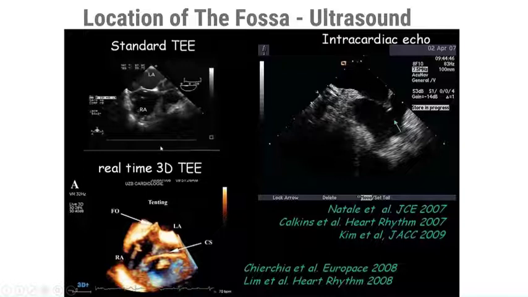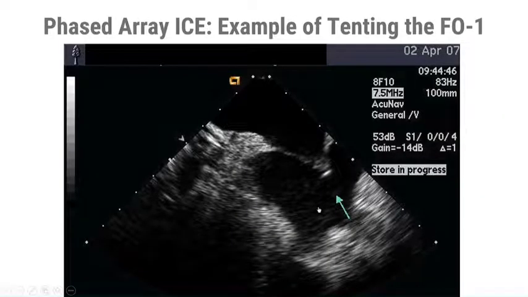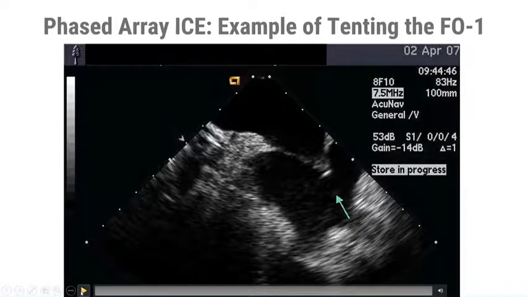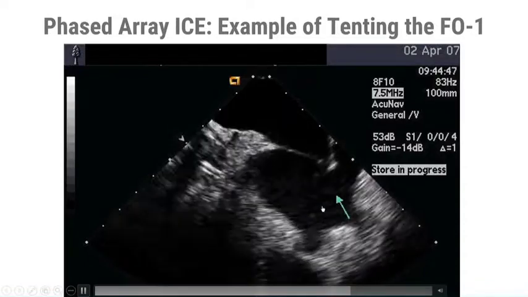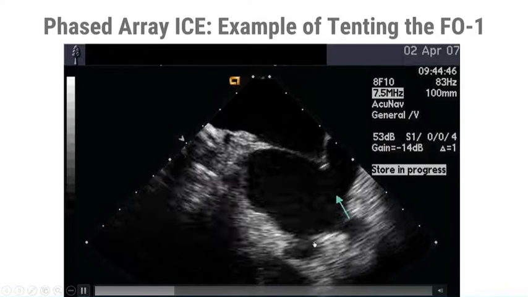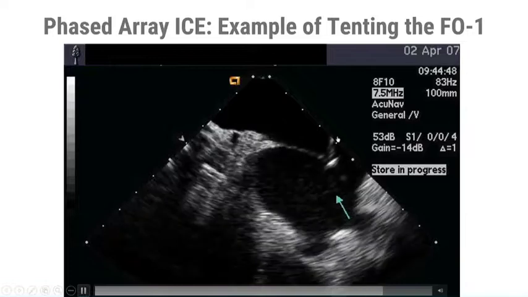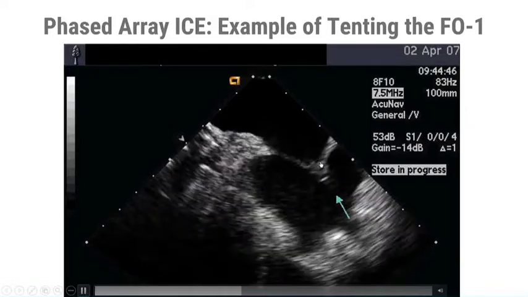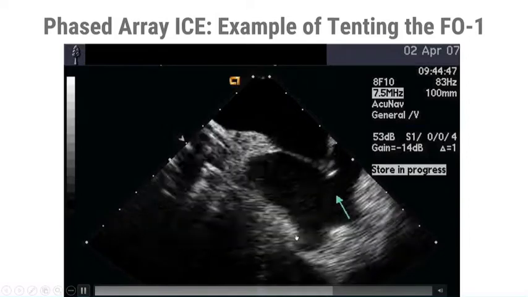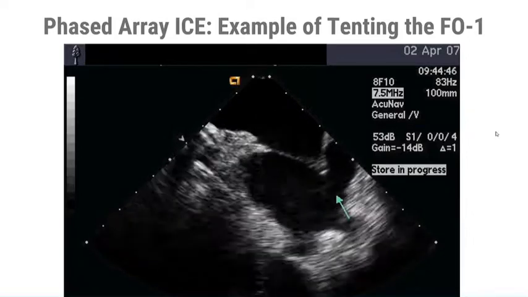Then in these cases, we can use ultrasound in the form of standard or real-time 3D transesophageal echo or intracardiac echo, and I definitely prefer the intracardiac echo. Then you see here one example. The aortic root is here, the right atrium is here, the left atrium is here, left superior and left inferior pulmonary vein. You see very nicely the tenting of the fossa ovalis by the distal part of the assembly is clearly seen, and then we can perforate safely when we see something like that.